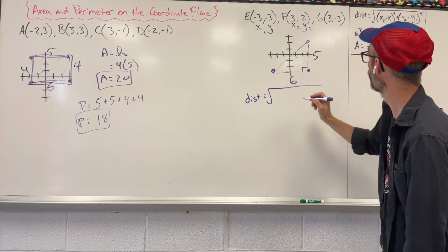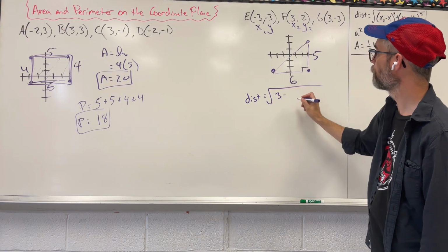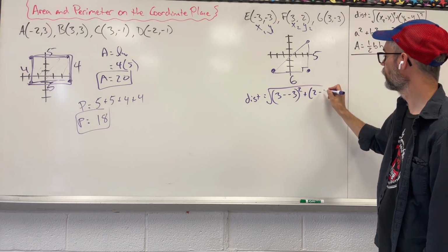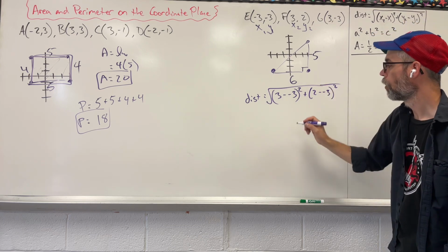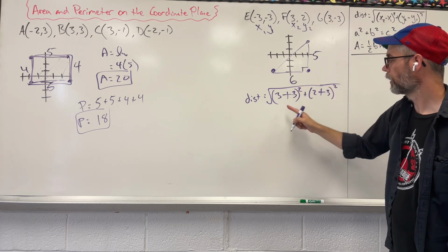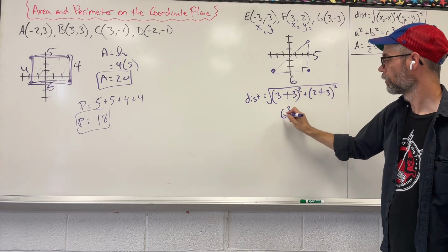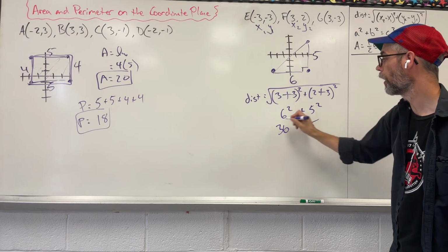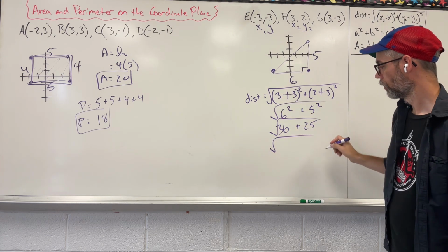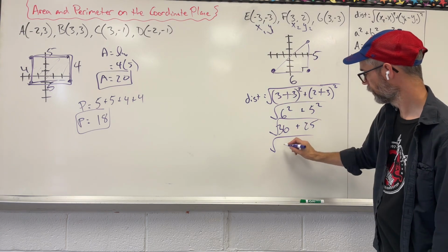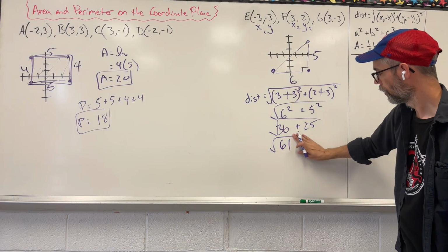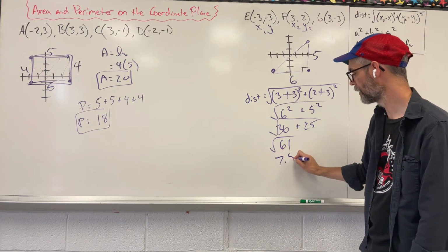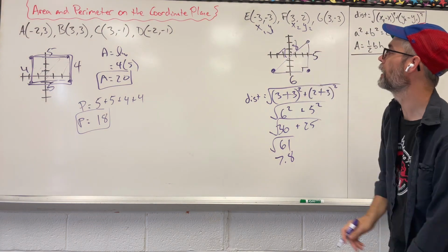So we then go: distance equals the square root of 3 minus negative 3 squared plus 2 minus negative 3 squared. Minus minus turns to a plus, giving us 6 squared plus 5 squared, which is 36 plus 25, which is 61. Square root of 61. And we want to take that one more step further. The square root of 61 is about 7.8. So we just found that this side is 7.8.